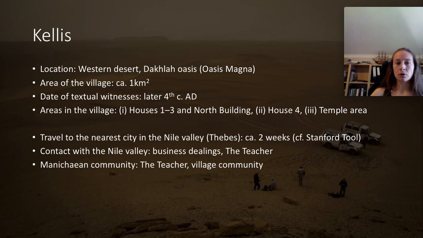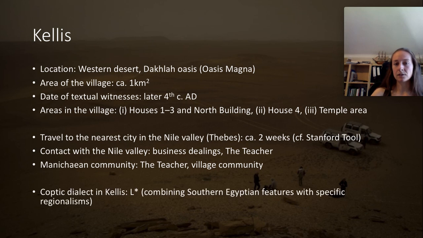And to round this off, because we're obviously going to talk about text and we need to know what Coptic in Kellis looks like, the Coptic dialect of Kellis is called L star, related to the Nicopolitan dialect. It is basically a southern Egyptian dialect with specific regionalisms that make it distinct.